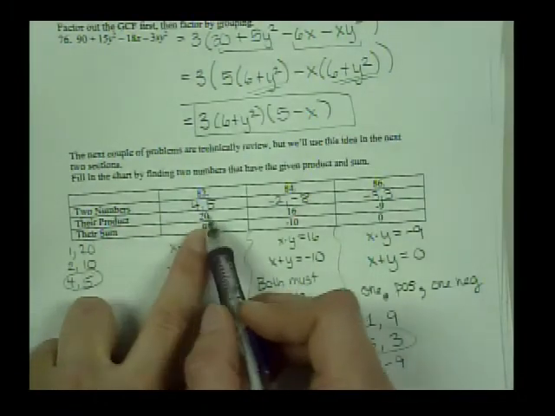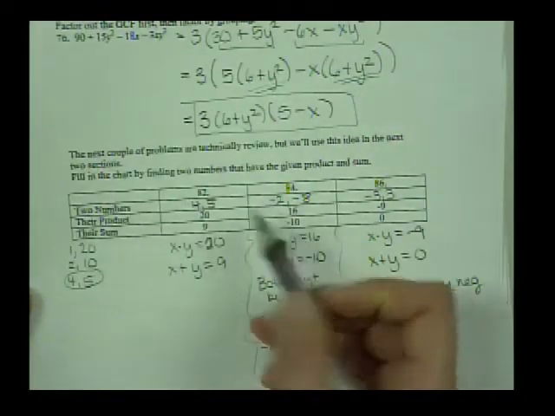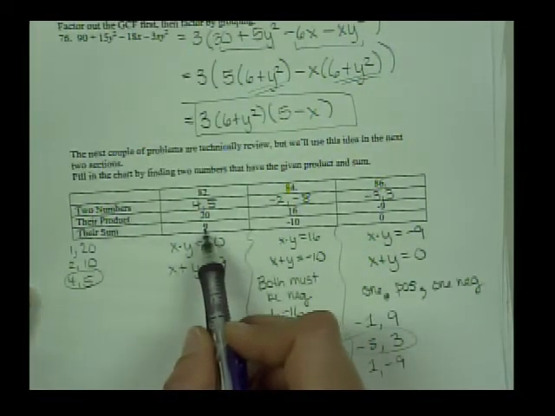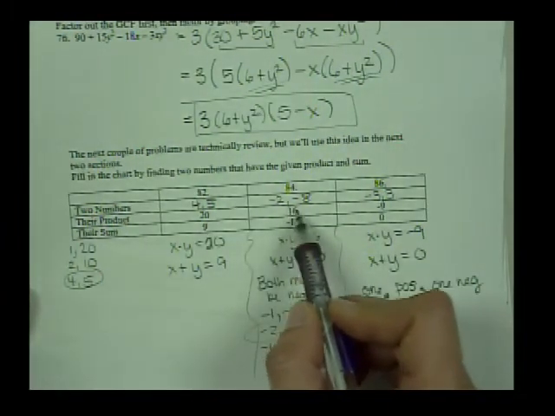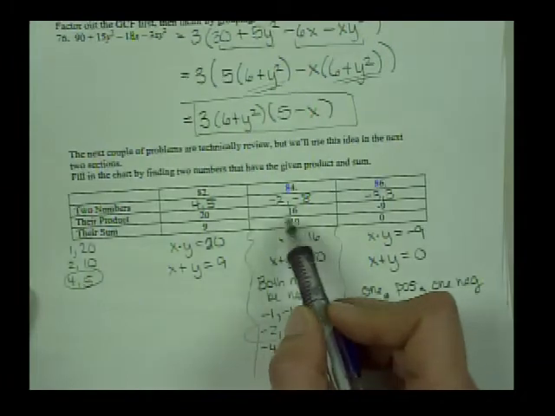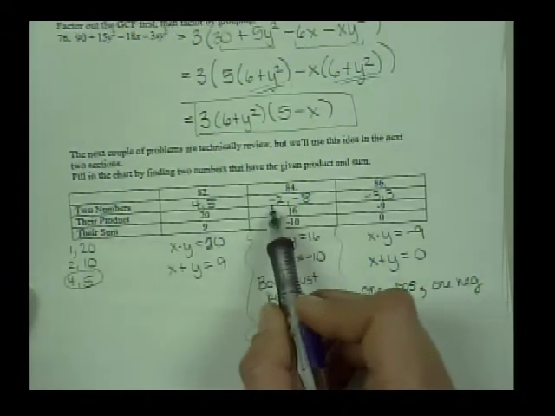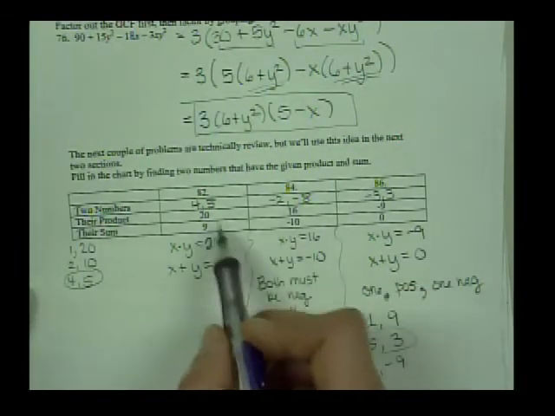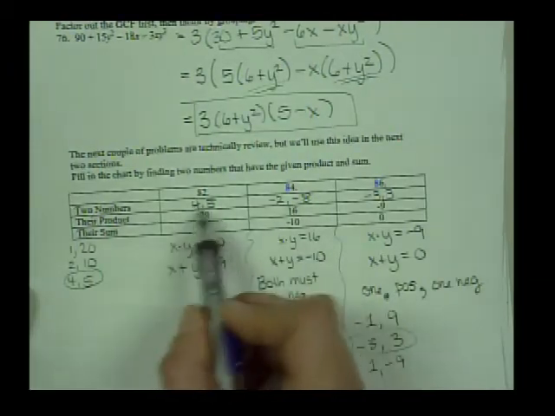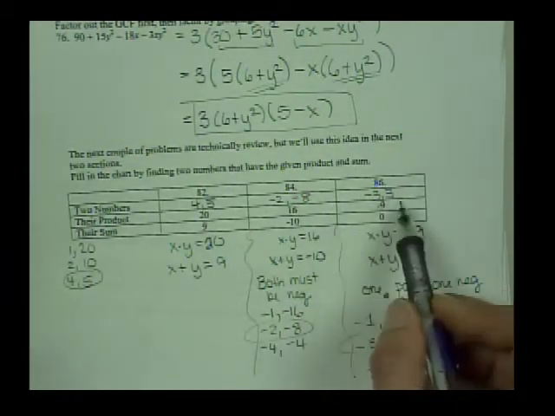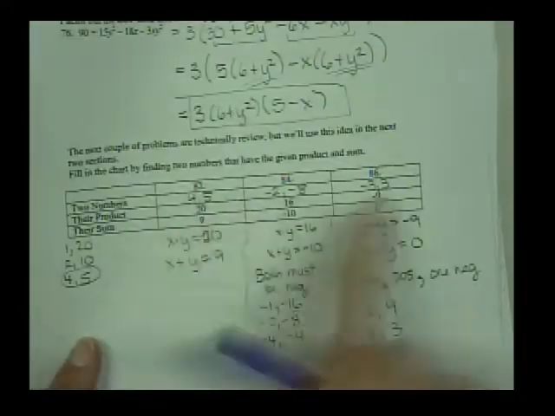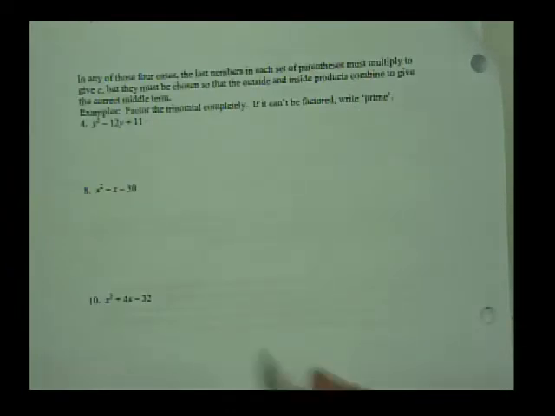So if the last number was 20, we needed two positives, right? And if they were supposed to add up to 9, it was 4 and 5. If we wanted them to multiply to 16 and add to negative 10, so here's a positive number, both signs are negative, right? So if it ends in a positive number, they're either two pluses or two minuses. If it would end in a negative number, it's one of each. So this is kind of what we're using to try to figure out how to factor these.